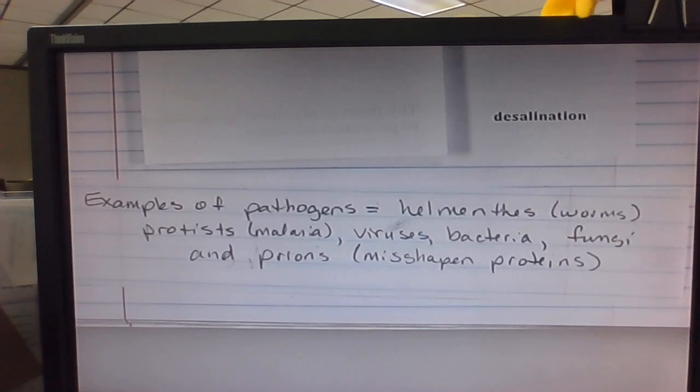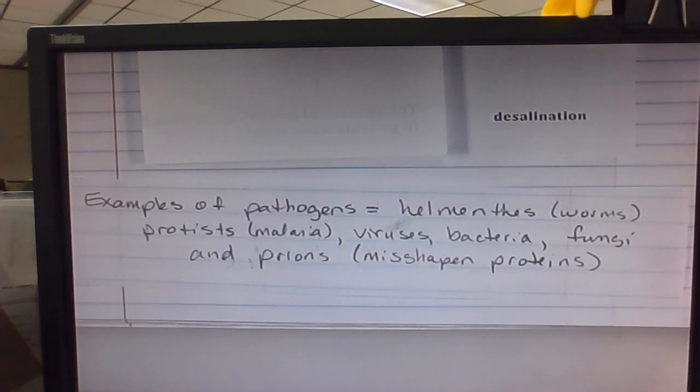Prions, misshapen proteins. So our body makes tons of different types of proteins. Most of them are catalysts or enzymes to speed up or slow down reactions. And so they're very important in getting things running the way that they're supposed to. But if a protein is made and there's a mistake in it and it's not folded the right way, and it's not messed up so bad that it doesn't work at all, but it's messed up just bad enough so that it works, it just doesn't do the right job, then we're in trouble.